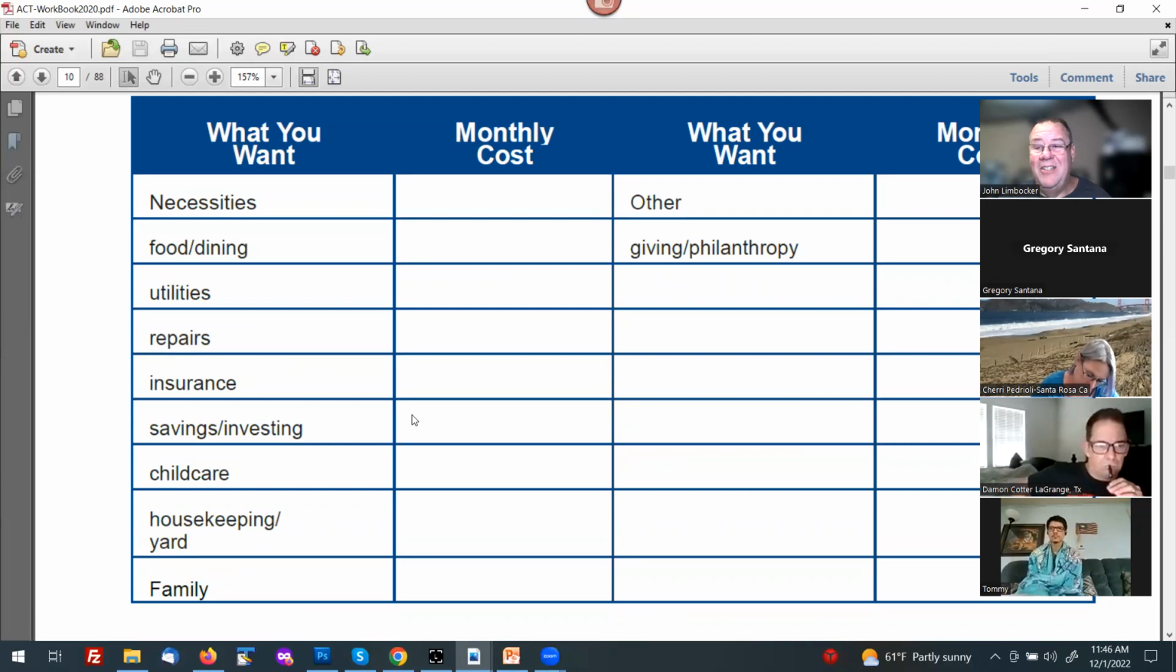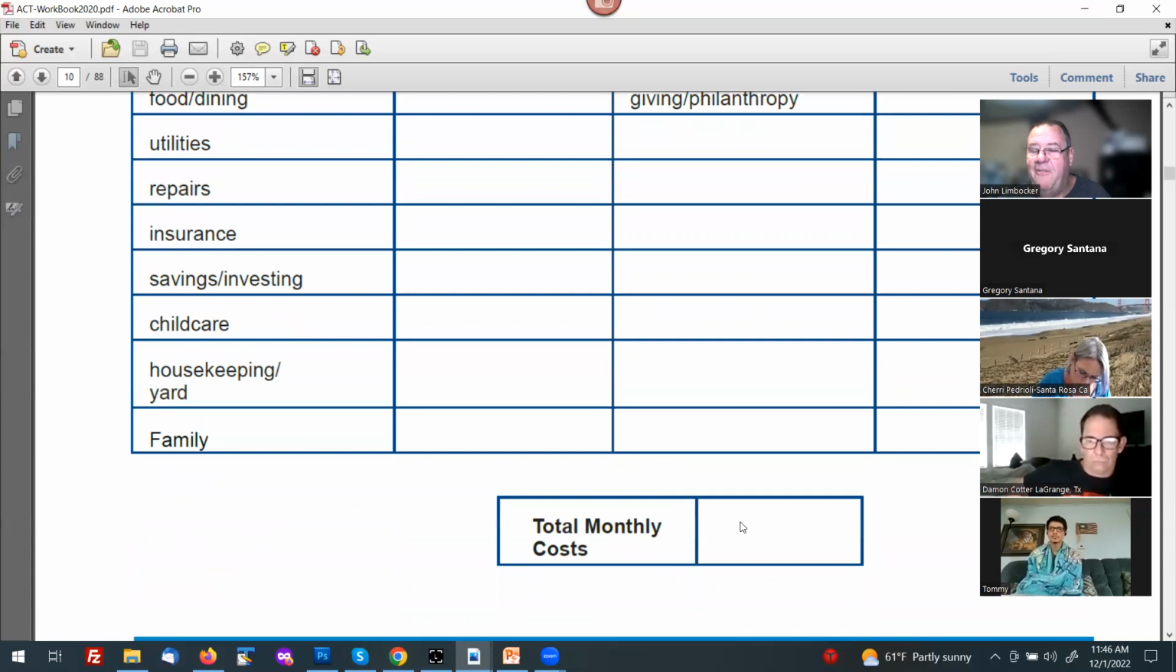You might have all kinds of other things here. You might be into horses. You might be into, whatever. Doesn't matter. Just put it down, put a monthly cost to it, and come up with the figure. This is what it costs to fuel my ideal life. If I could live that life, here's what it would cost me. That's job number one. Figure out what the ideal life costs you.